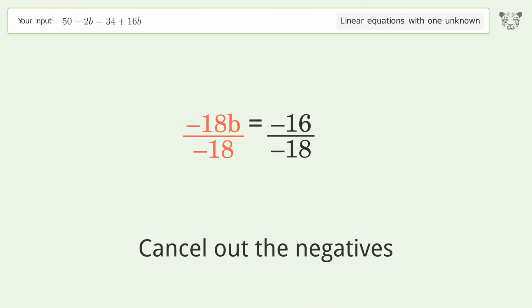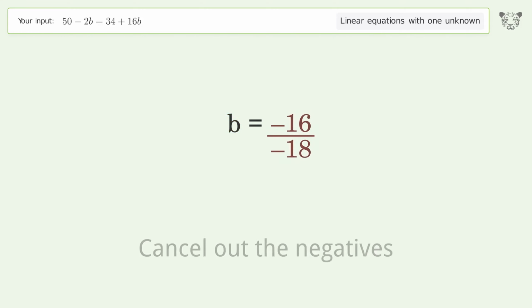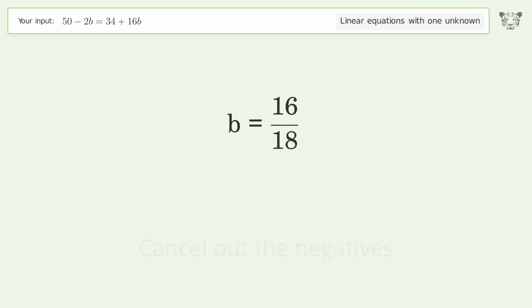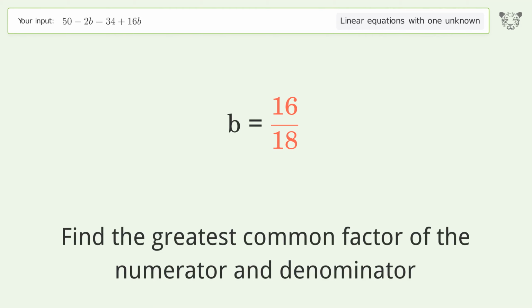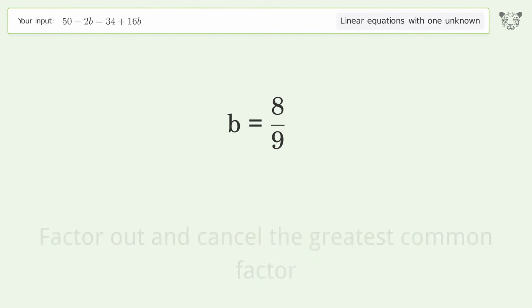Cancel out the negatives. Simplify the fraction. Cancel out the negatives. Find the greatest common factor of the numerator and denominator. Factor out and cancel the greatest common factor. And so the final result is b equals 8/9.